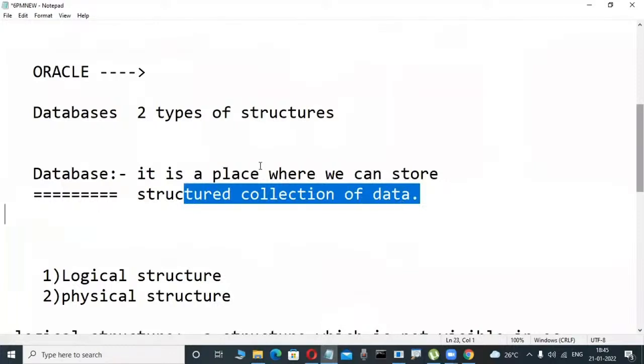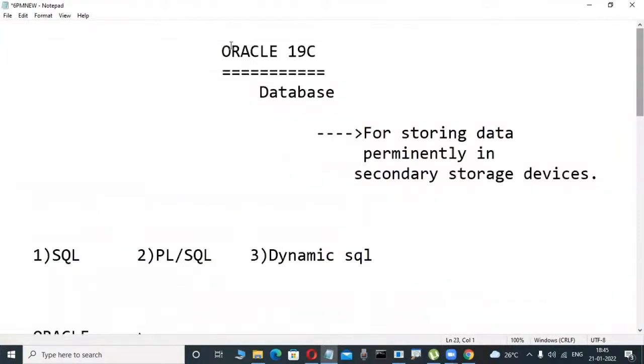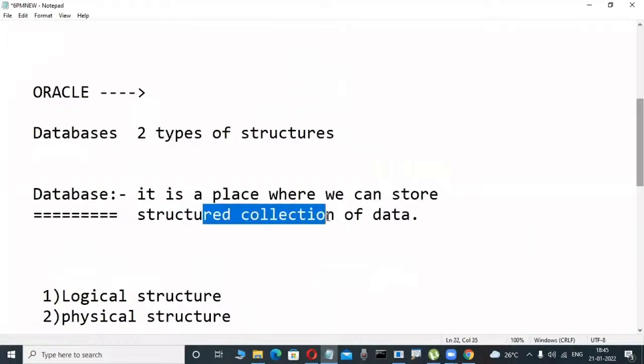Understood? Now, Oracle is a product from Oracle Corporation. In our course, we are learning about the 19c version only. This is a database product. When anybody asks what is a database, as developers we say it is a place where we can store a structured collection of data. That is the logical side we are telling.